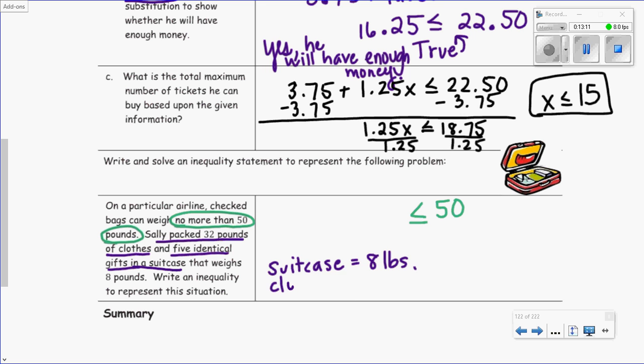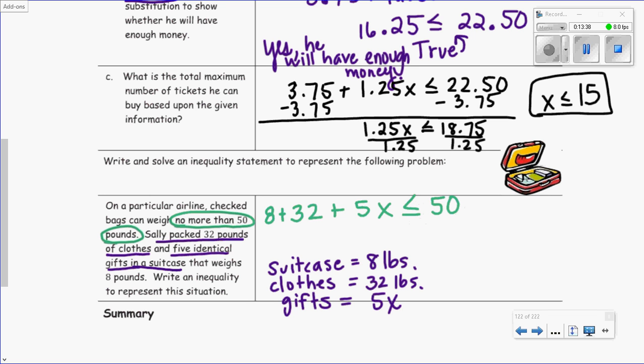And the clothes weigh 32 pounds. And the gifts, we don't know. We don't know what the gifts weigh, but we know that there's 5 of them and they each weigh the same because they're identical. So really, those are the terms that are going to go into our inequality. So we're going to write it like this: 8 plus 32 plus 5x altogether has to be less than or equal to 50.